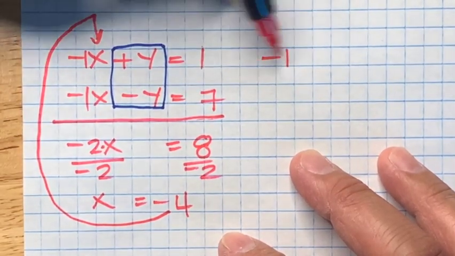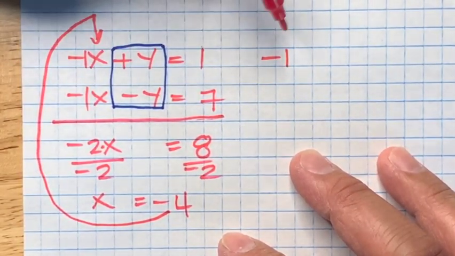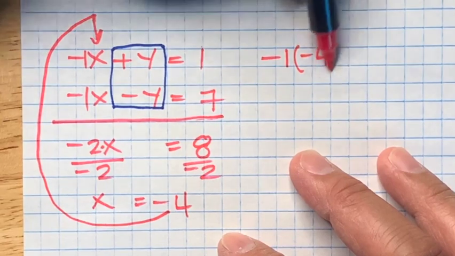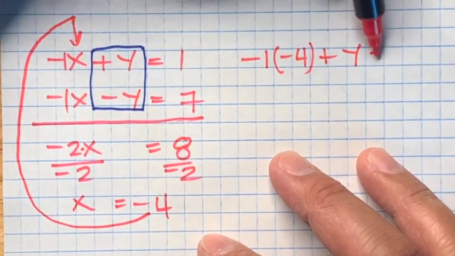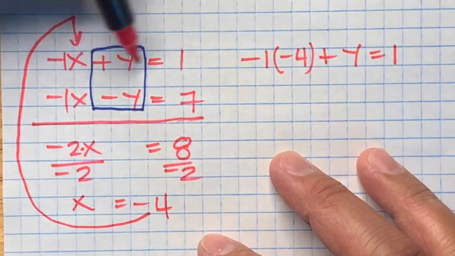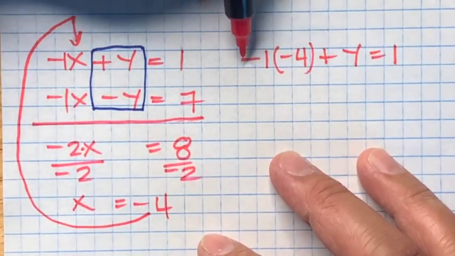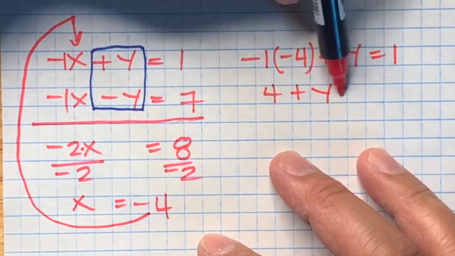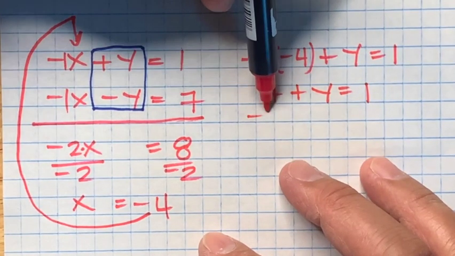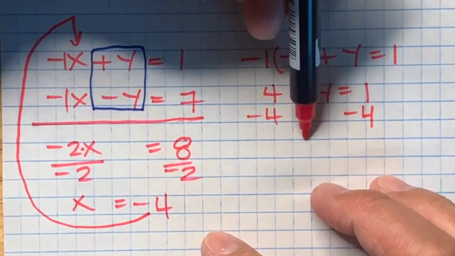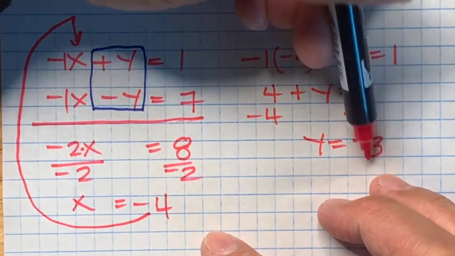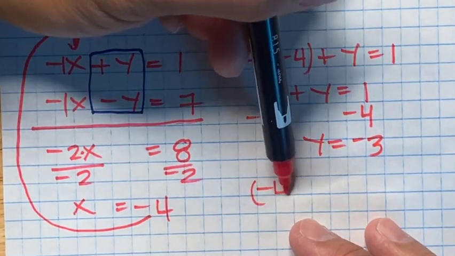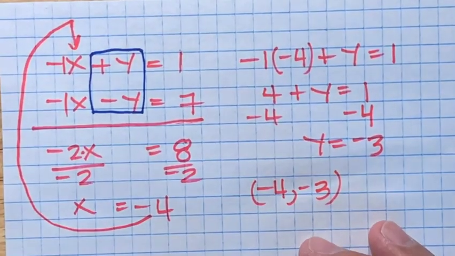I'm also going to put that invisible 1. In the original it didn't have that 1, but it's just there. I'm going to put my parentheses, negative 4, plus y equals 1. So I'm using this first equation to get my y. Negative 1 times negative 4 is positive 4 plus y. Two negatives make a positive. Subtract the 4 from both sides, and y equals negative 3. So our final answer would be negative 4, negative 3.